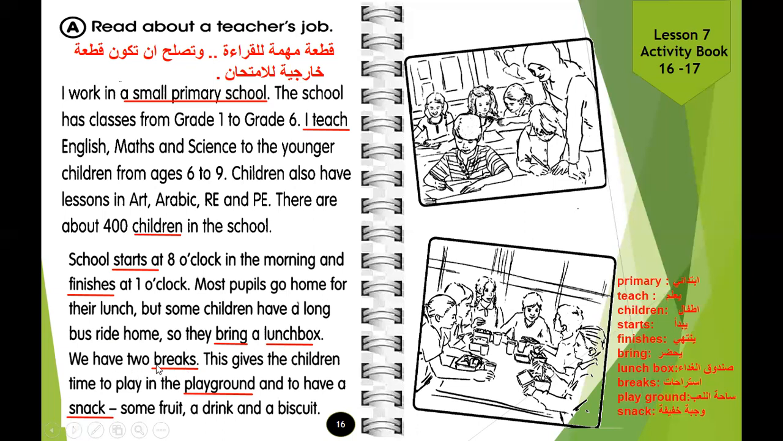We have two breaks نحن لدينا استراحتان. This gives the children time to play هذه الفرص تعطي وقت للأطفال to play للعب in the playground في ساحة اللعب. And to have a snack وكذلك لتناول وجبة خفيفة اللي تتضمن some fruit بعض الفاكهة, a drink شراب, and a biscuit وبعض البسكويت. So here I am in lesson 7 activity book pages 16 and 17.